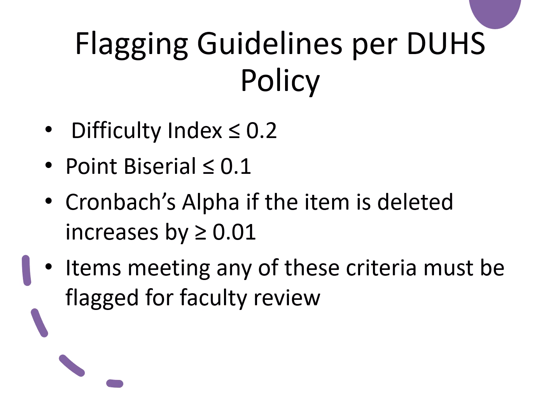Institutional guidelines. So we are just showing here the DAW University of Health Sciences policy. In terms of flagging these item analyses, the difficulty index, if it's less than 0.2, is usually flagged, and the point biserial correlation coefficient if it's less than 0.1. Cronbach's alpha, if the item is deleted, increases by more than 0.01, then these items or these questions are flagged. And by flagging, it means these items will be reviewed by the faculty.